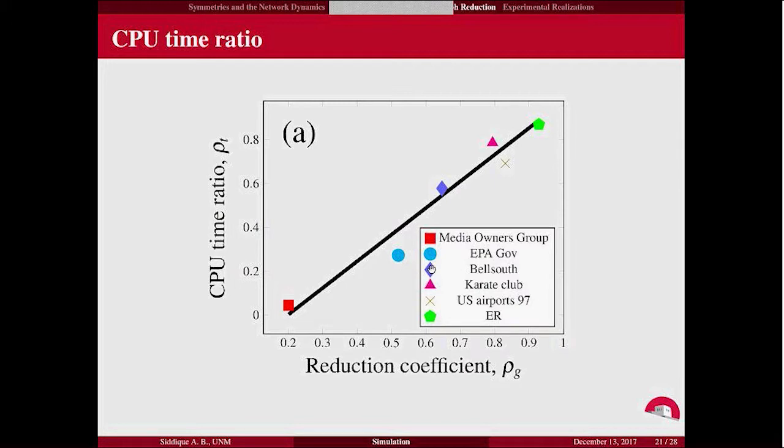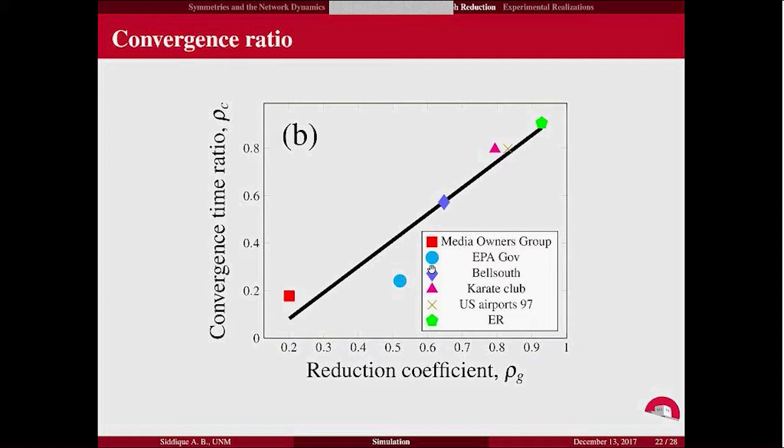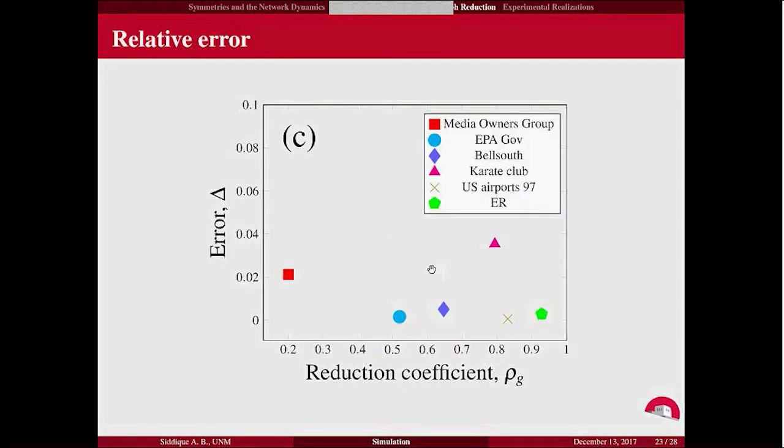Now I'd like to show the results. We can see that the CPU time ratio and reduction ratio have a linear relation: the lower the reduction ratio, the lower the CPU time, and this is how we can save a lot of computational time. The convergence time also follows a linear relationship. This is very obvious because in the quotient graph we compress the time. And it is very fascinating that the relative error is less than 4% for all the cases.